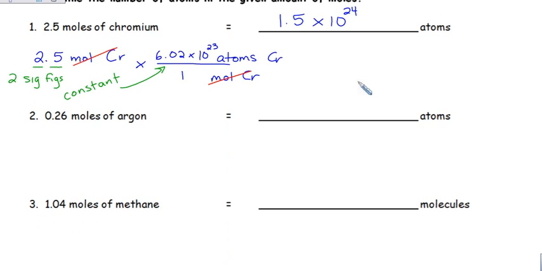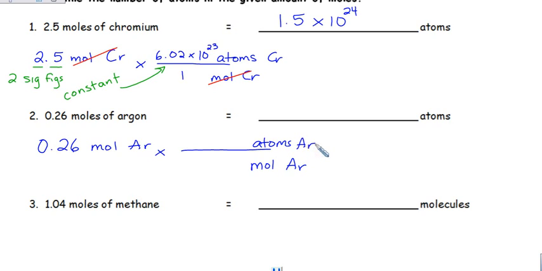Let's try this next one. I have 0.26 moles of argon, and I want to do a unit conversion. I don't want moles of argon. I want atoms of argon. The unit that I want goes on top. The unit that you want to cancel goes on the bottom. Then I just put my relationship between atoms and moles in the proportion. There are 6.02 times 10 to the 23rd atoms in 1 mole. I can cancel moles on top with moles on bottom, and I just multiply this across.